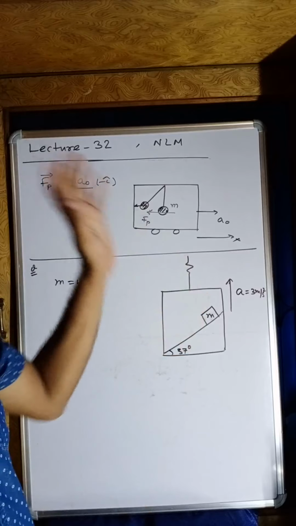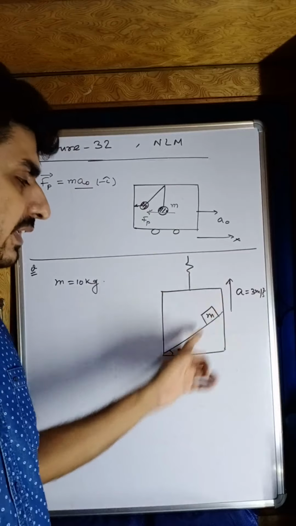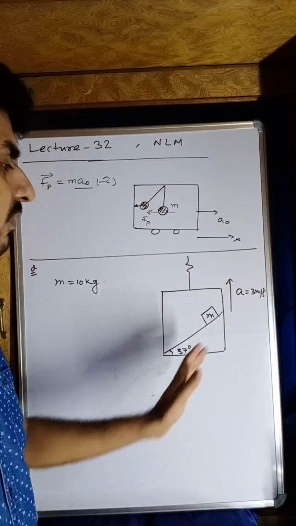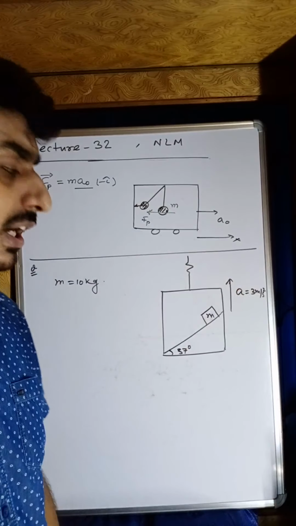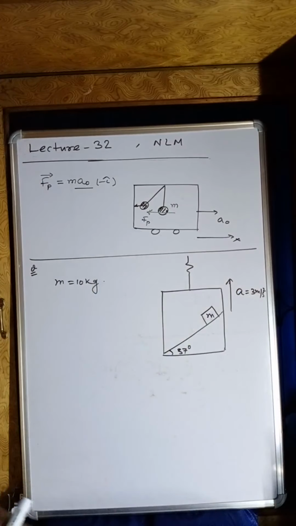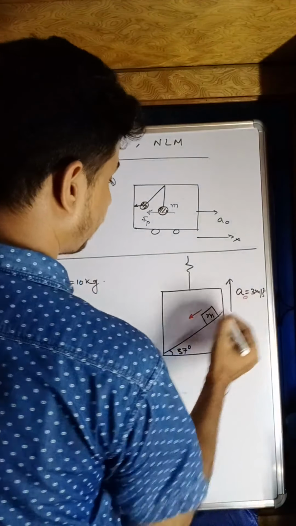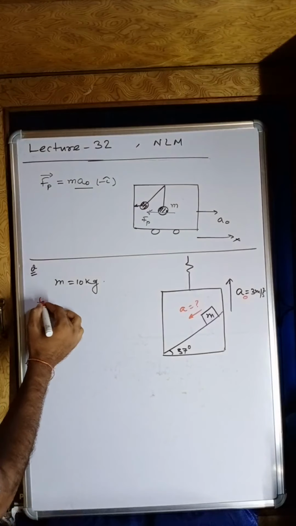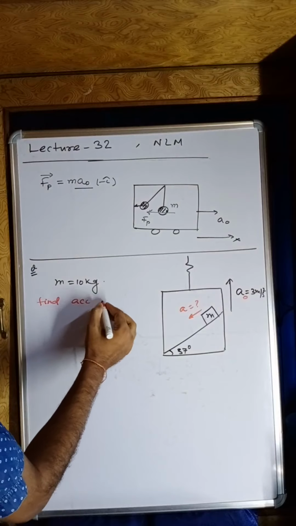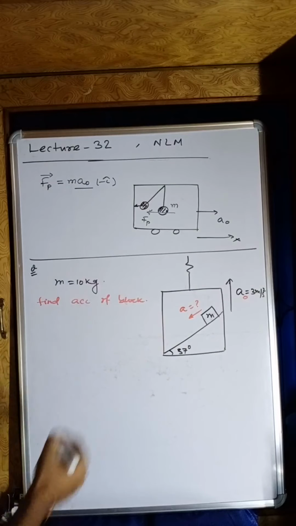Suppose this lift is not moving, then of course this block will slide down. Now if the lift is moving in the upward direction with an acceleration of 3 meter per second square, then you have been asked to find the acceleration of this block. Let this value be a naught. What we have to find is the acceleration of the block. Now how will we solve it?